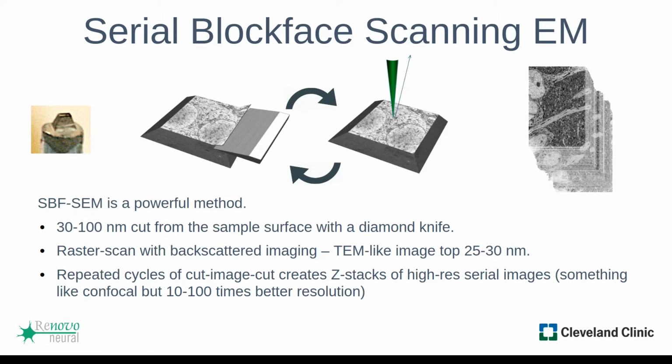And then with repeated cycles of cutting and imaging, you produce Z-stacks of serial images. So in a way, it's much like confocal microscopy, where you collect a Z-series, but here you're using an electron beam instead of a laser beam, and with 10 to 100 times better resolution. And a strength of this technology is that you see everything there, whereas in other modalities, like for example confocal, you only see what you stain for.